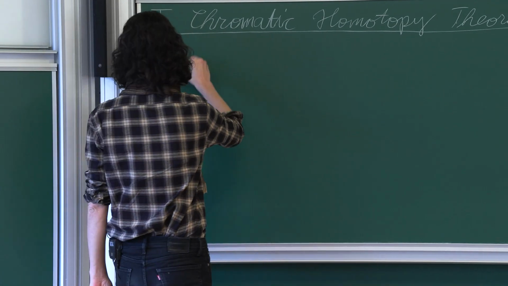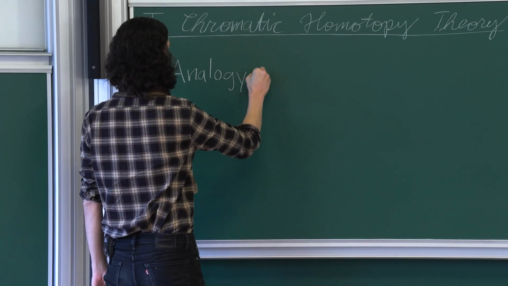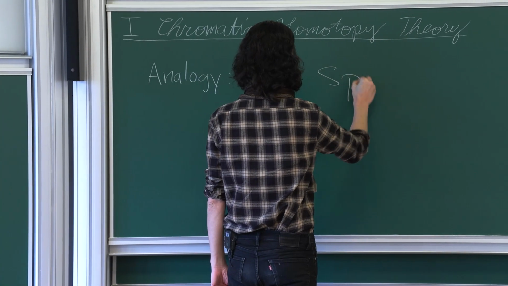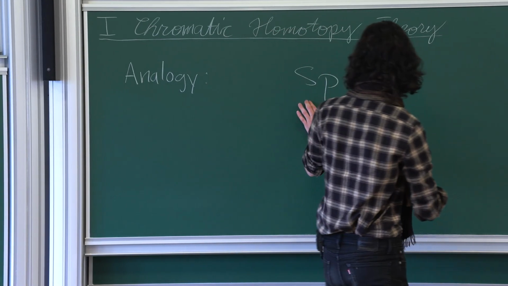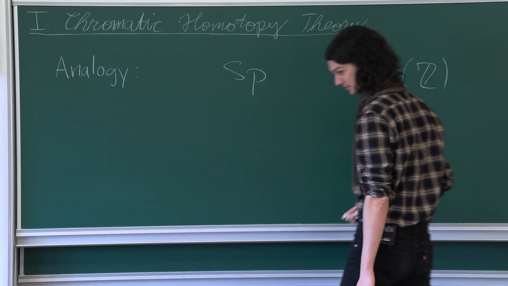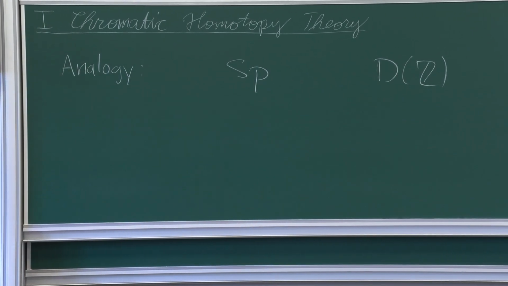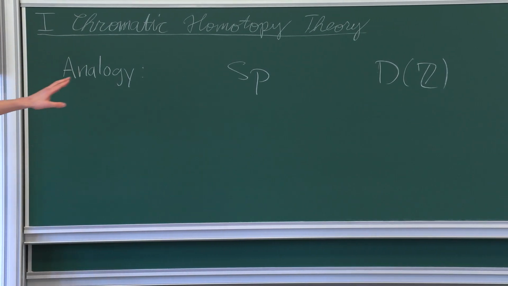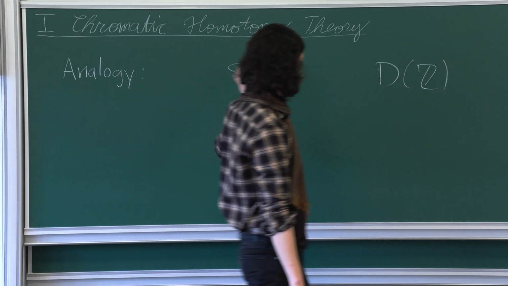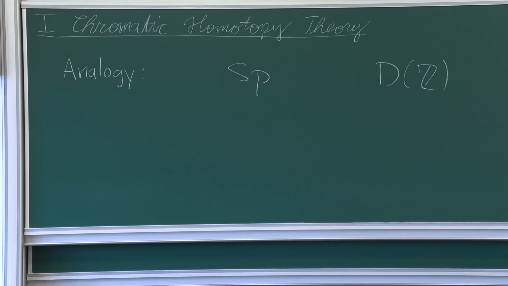So there's an analogy between spectra and objects in the derived category of abelian groups. So what kind of things are these? So this is the derived category of an abelian category, the category of abelian groups.